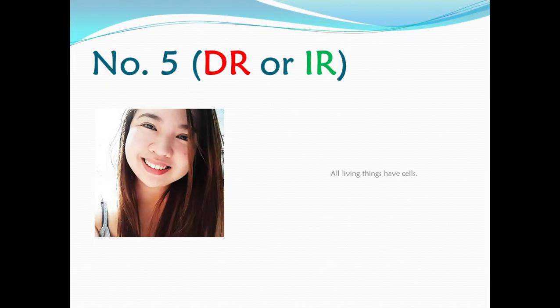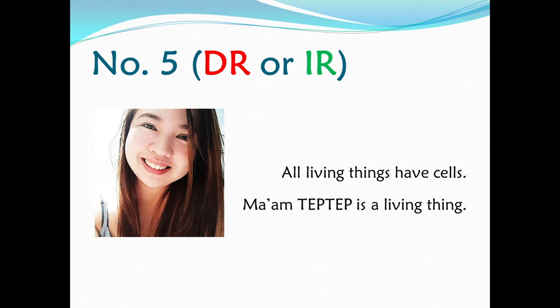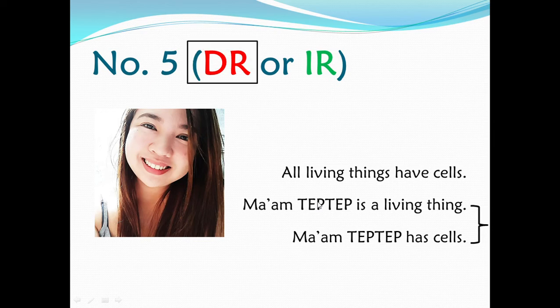Last, number 5. All living things have cells. Ma'am Tep-Tep is a living thing. Ma'am Tep-Tep has cells. So, magic word natin, si all. So, yung statement na to ay para sa general idea. Tapos, yung second sentences naman natin ay yung mga tinatawag nating specific examples. So, ito ay ginamitan ng deductive reasoning.